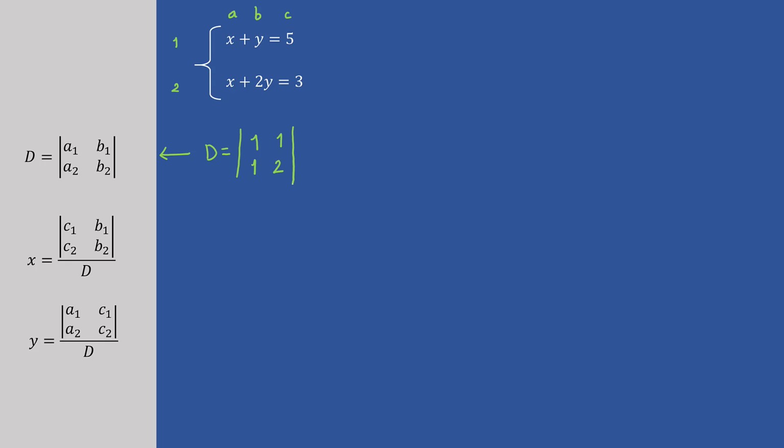Okay. Now I solve the determinant by multiplying the first diagonal. Remember, our first diagonal is going to be in that direction, upper left to bottom right. So in this case, 1 times 2, 2, minus our second diagonal, which is going to be from lower left to upper right. Okay, so minus, in this case, is 1 times 1, 1. 2 minus 1, 1. That is the determinant of the system. Now let's find our value of x.